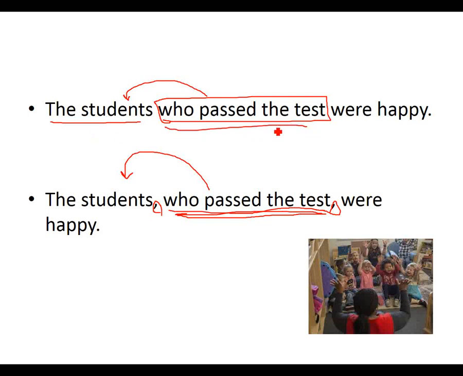So the students who passed the test were happy. That means some students were happy, some students were sad. And in the second sentence, the students, who passed the test, were happy. That means that all of the students passed the test.